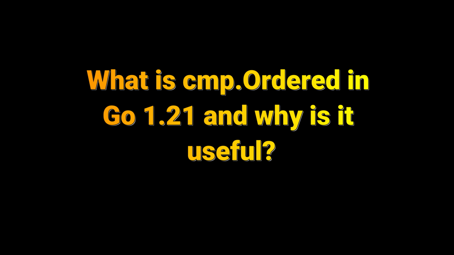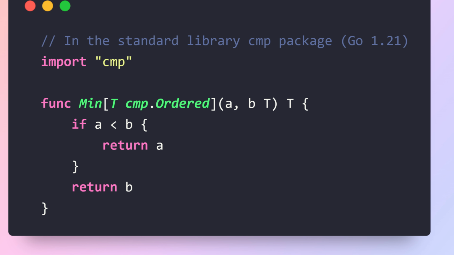Question: what is cmp.Ordered in Go 1.21 and why is it useful? In Go 1.21, the standard library has a package called cmp. It provides a constraint named Ordered. The cmp.Ordered constraint is used with generics and allows a type parameter to be any type that supports comparison operators like less than or greater than. For example, in a generic min function, we can write min with a type parameter T that must satisfy Ordered.